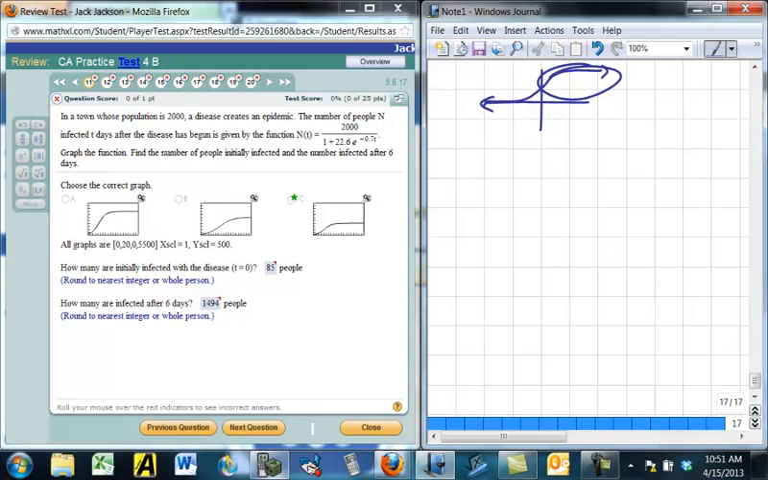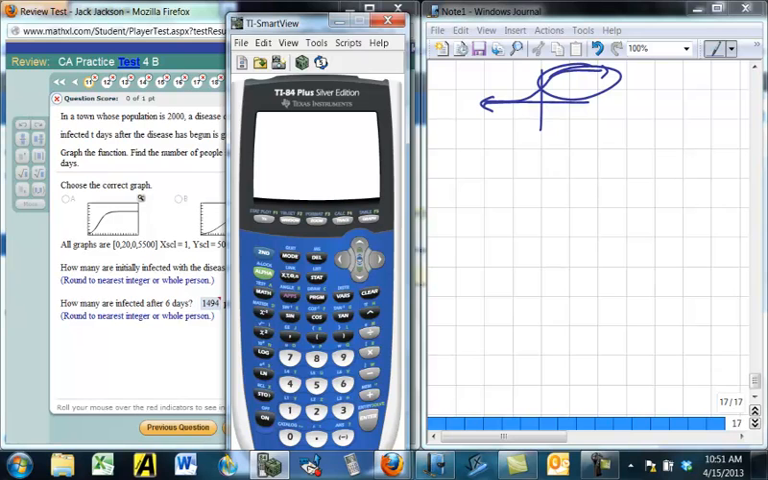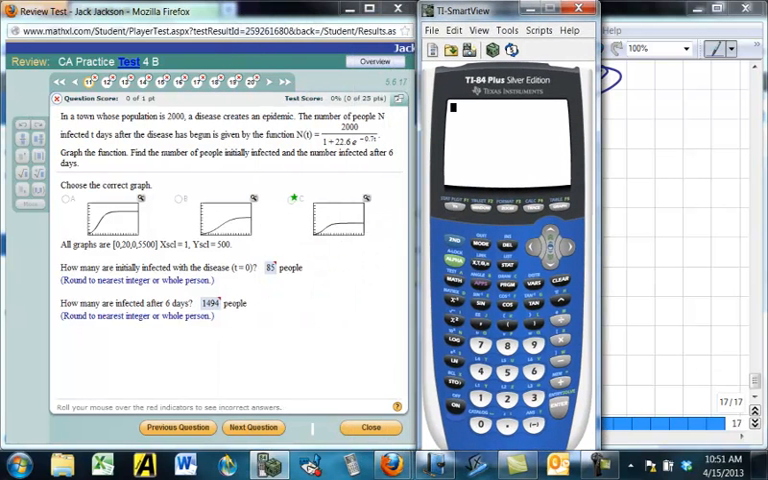So in any event, they give us the formula, so we just put it in. Pay attention to our parentheses as always. So 2000 divided by 1 plus 22.6 e to the power negative 0.7x. Close the parentheses on the power, close the denominator.